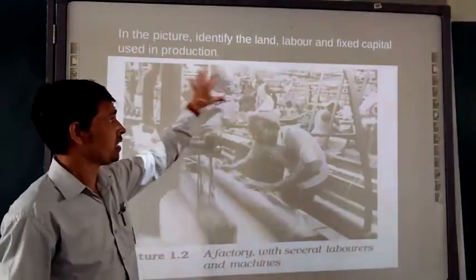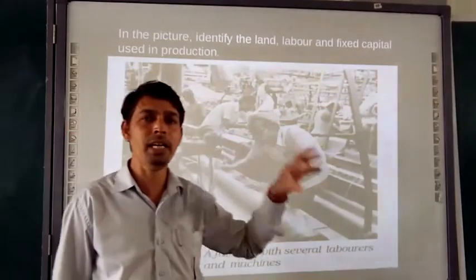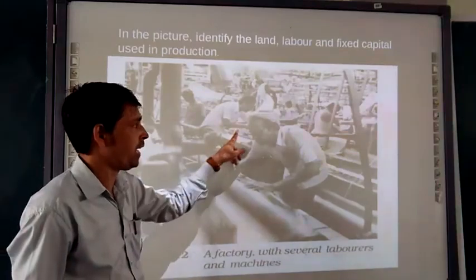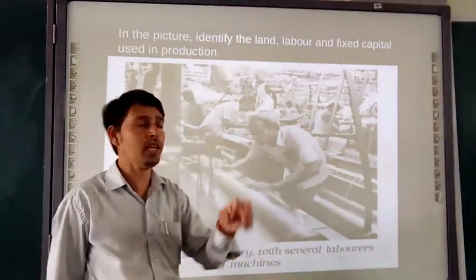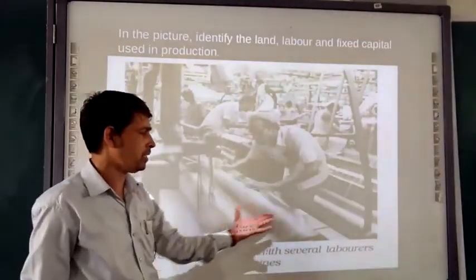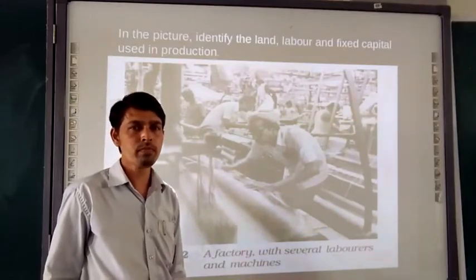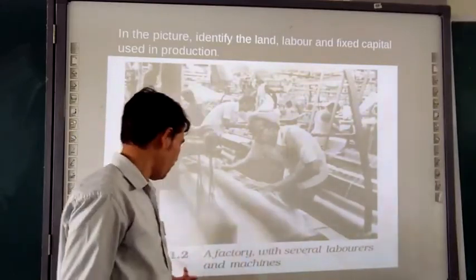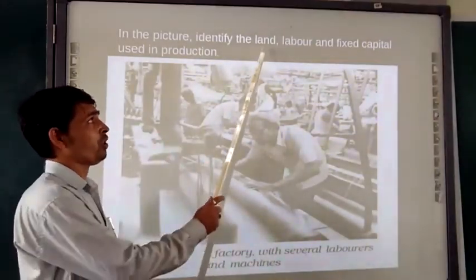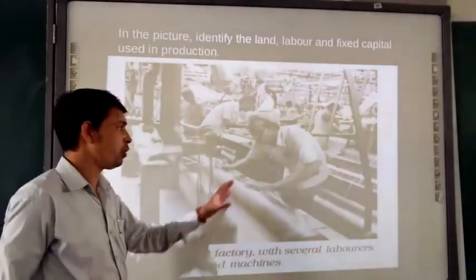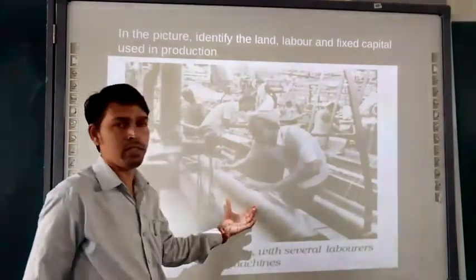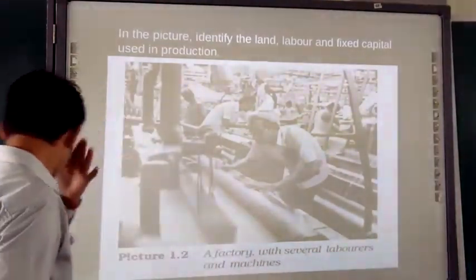The area is compounded with a wall, and that area has a building, so that building again comes under fixed capital. Plus they are using some tools in their hands, so the tools, building and machine come under the fixed capital. The laborers are present here. They are standing on the piece of land and doing the work. So by this figure number 1.2, a factory with several laborers and the machine, you can understand the bifurcation of the land, labor and fixed capital. And the human itself, the person, is thinking to do the work, applying the knowledge and skill to do that. That's human capital.